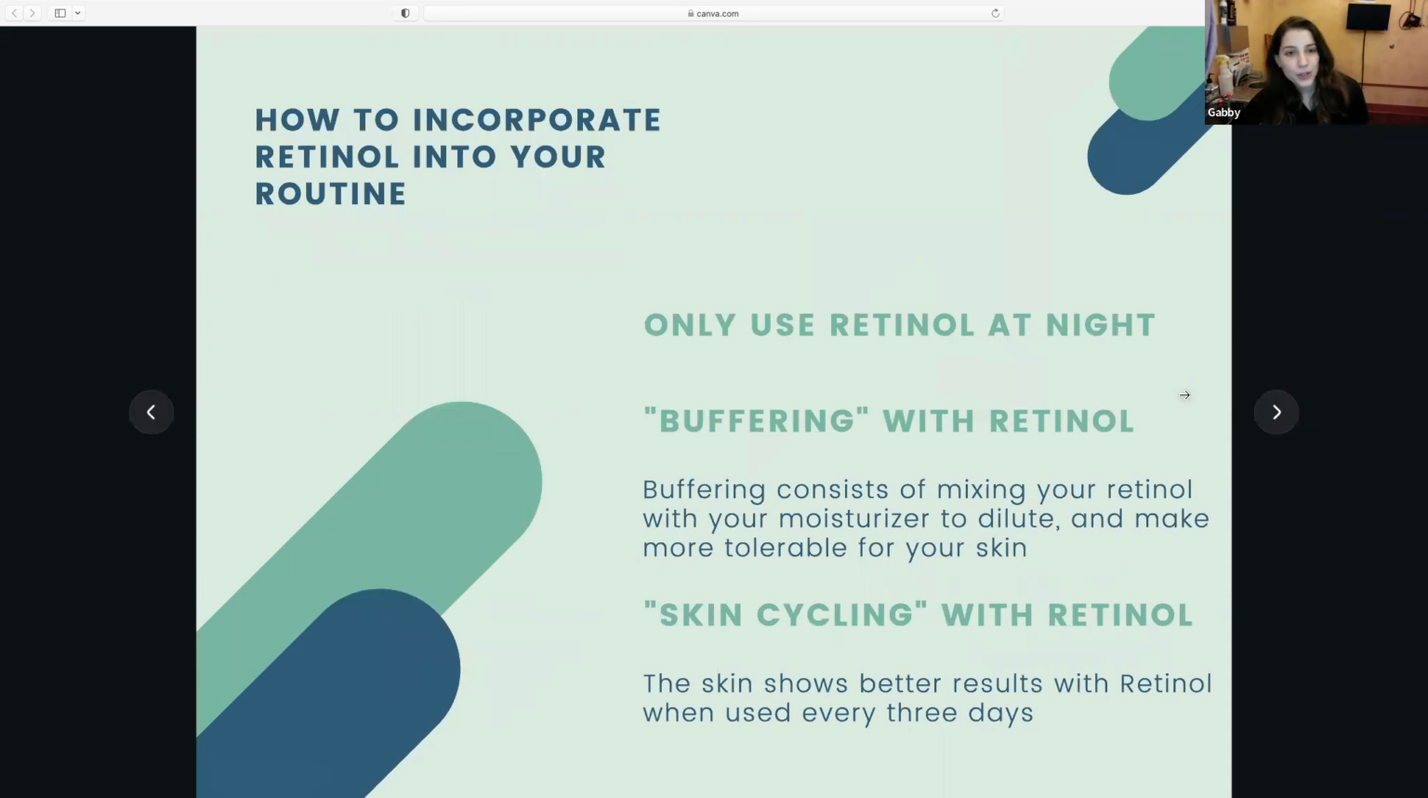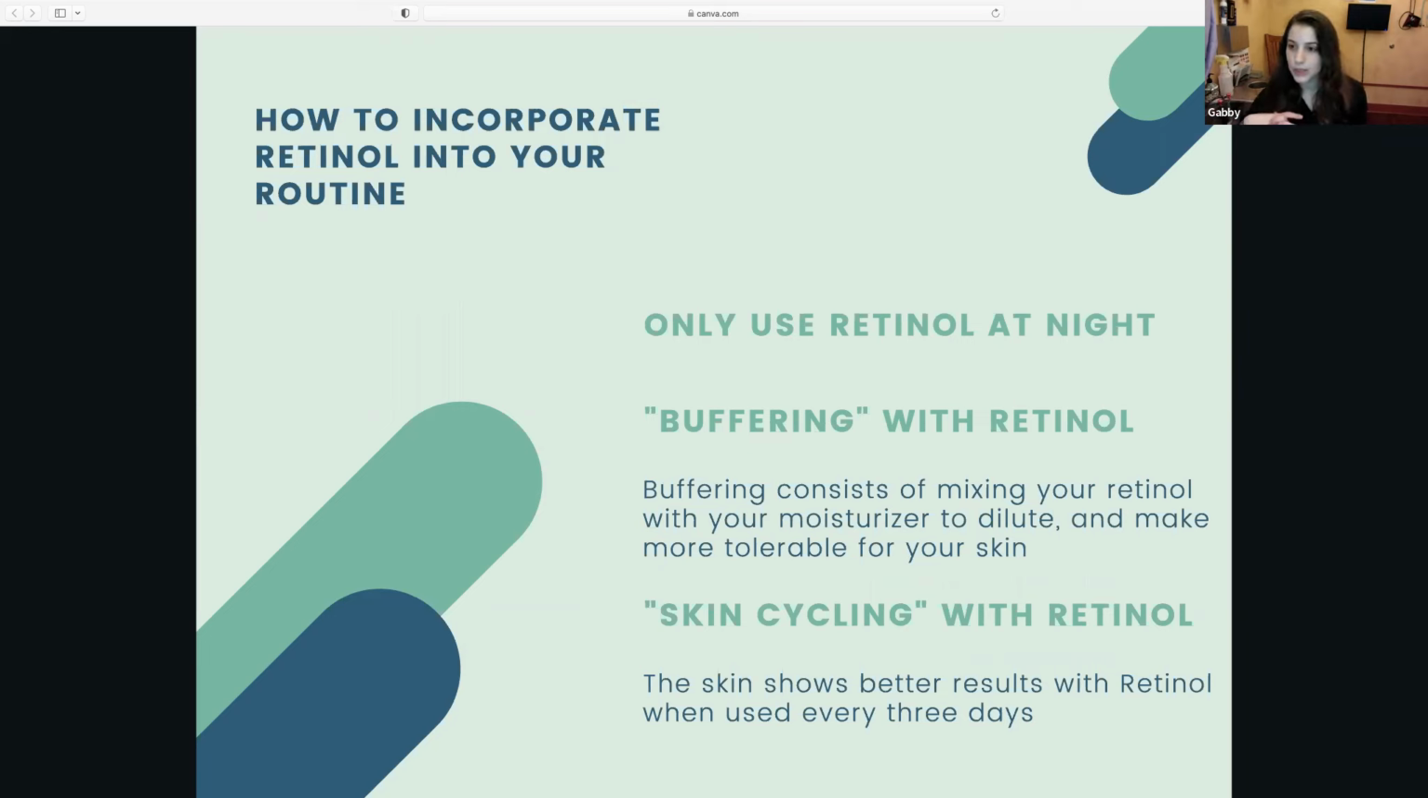All right, so how would you incorporate this into your routine? Again, since it's photosensitizing, it is an ingredient you only use at night. It is technically a serum, so you would cleanse, do your retinol, lotion, go to bed.